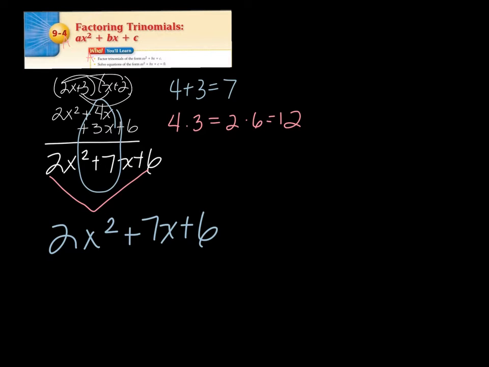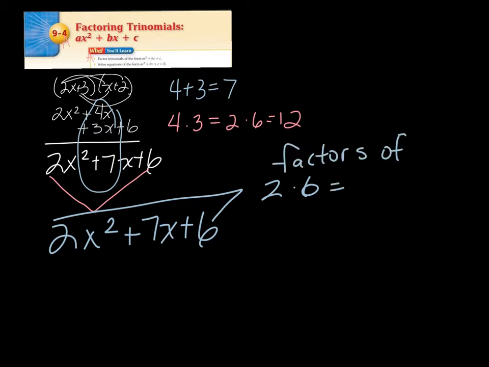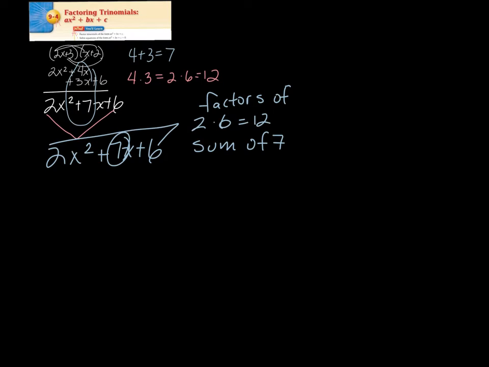So if I had this trinomial and I wanted to factor it to look like the two binomials I started with, I want to find factors of 2 times 6, which is 12, that give me a sum of 7. And we already know where this is going. Factors of 12, we could have 1 and 12, 2 and 6, but the ones that we want are 3 and 4.